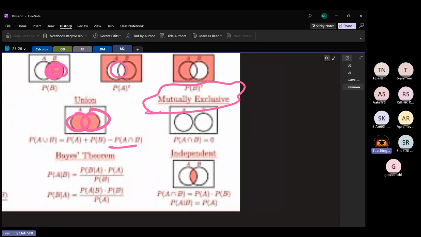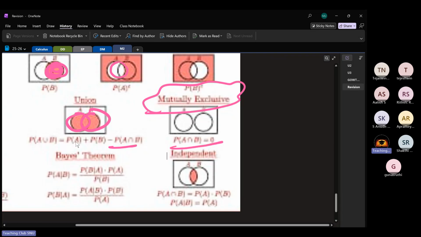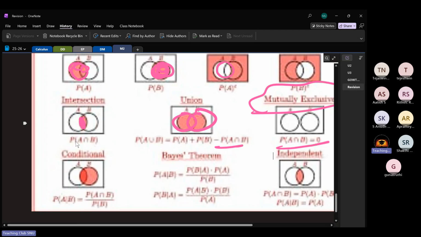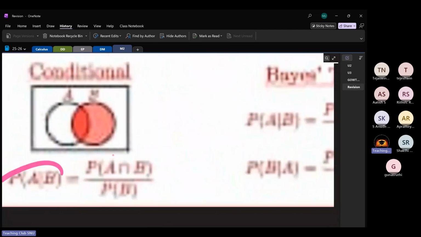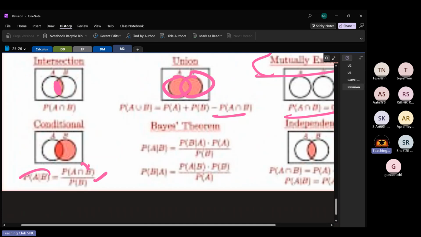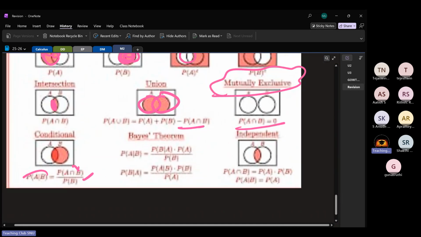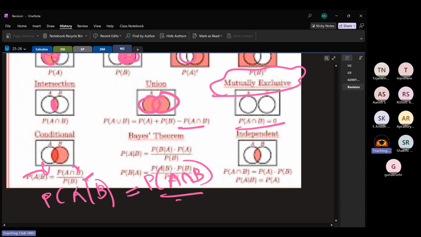Next, mutually exclusive events do not overlap at all. Their intersection is null, and the probability is 0. Conditional probability P of A given B would be P of A intersection B divided by P of B. Why does this happen? Because your sample space reduces to one set, the given set. So P of A given B is just P of A intersection B by P of B.